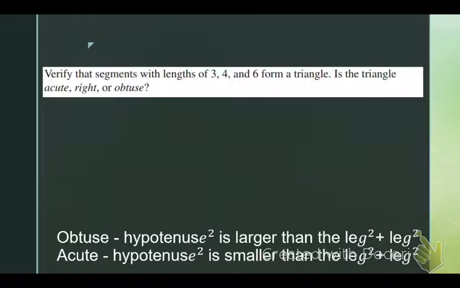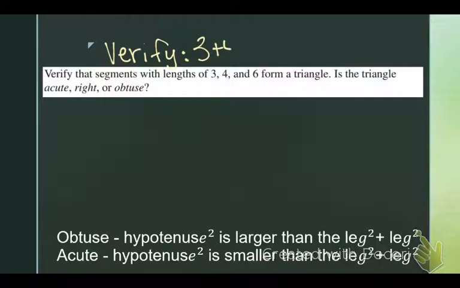So after writing this on the back, we're going to answer. Verify the segments with lengths of 3, 4, and 6 form a triangle. So I made your tests on Friday. You do have a question where it's not a triangle. So you need to make sure you're verifying and not just guessing that it's right. When we verify, what do we do?